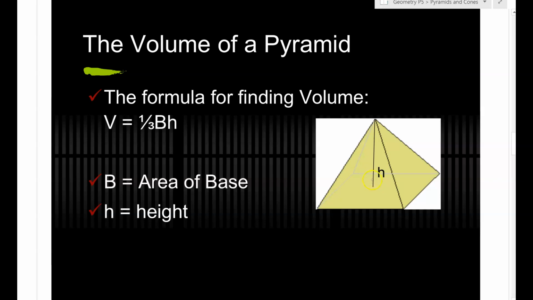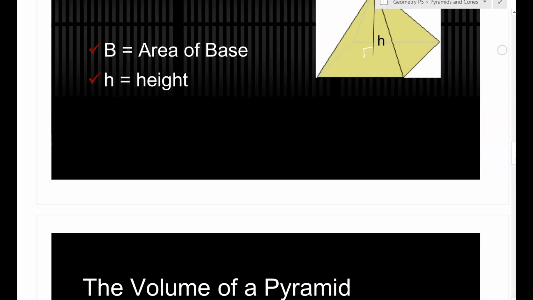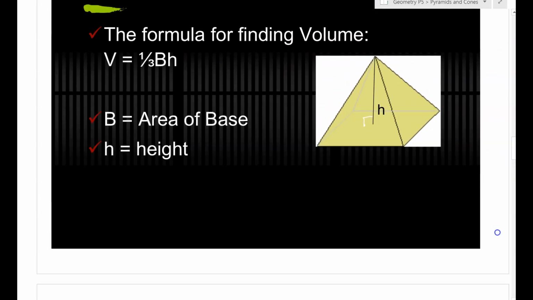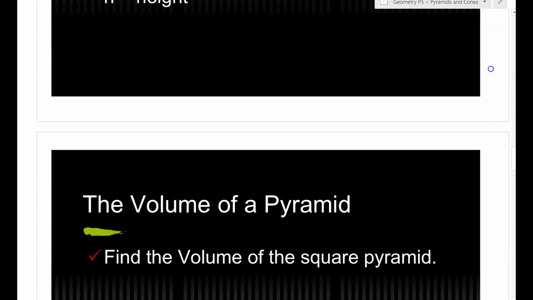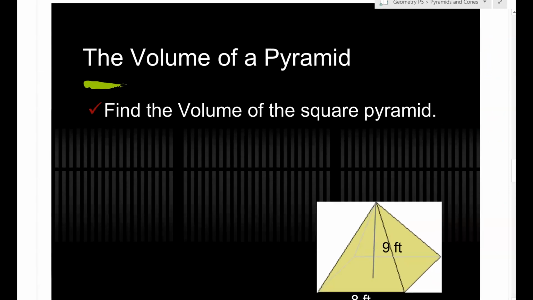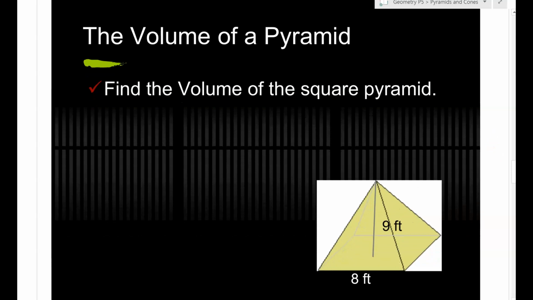All right, so the height now is not a slant height. It's inside here. It is the height of the pyramid, straight up and down, and this will be in the dead center. So this one's a little bit easier because it's nothing new. All right, so again, you might want to pause this so you can write down that formula.